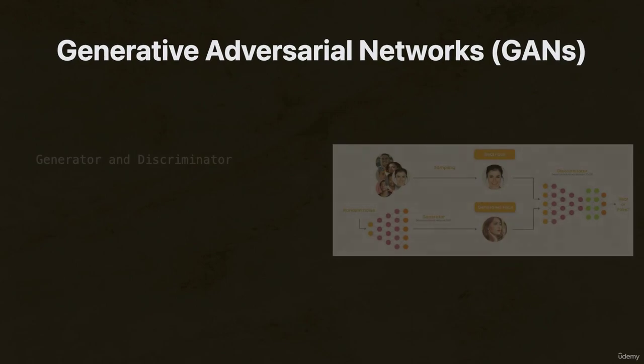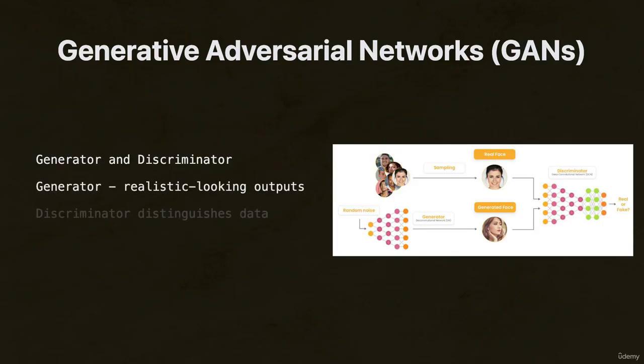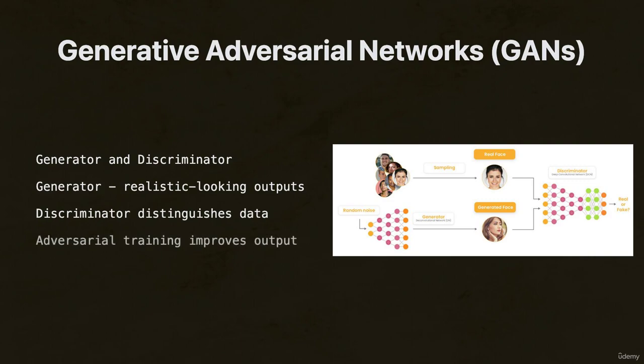One of the most well-known types of generative AI models is the Generative Adversarial Network, GAN. GANs consist of two neural networks, a generator and a discriminator, that are trained in a competitive manner. The generator network tries to create realistic-looking outputs, while the discriminator network tries to distinguish between the generated outputs and real data. Through this adversarial training process, the generator network learns to produce increasingly convincing outputs that can fool the discriminator.